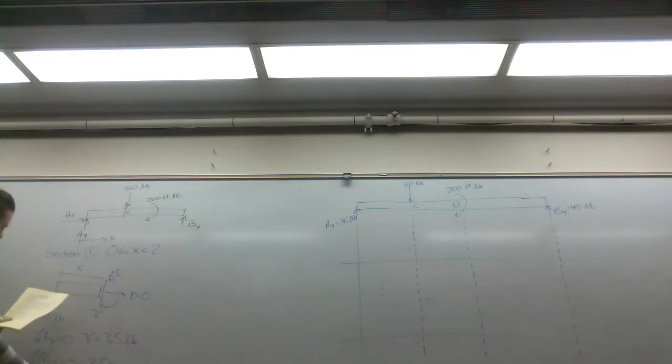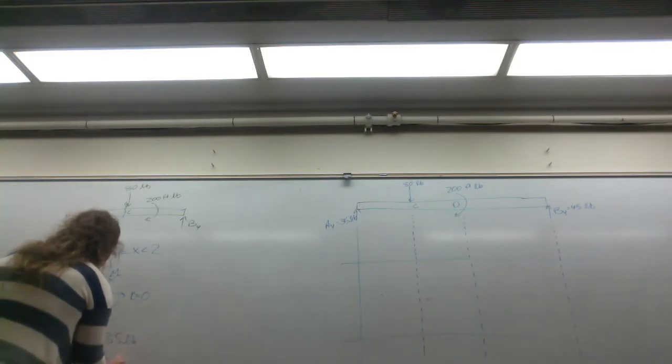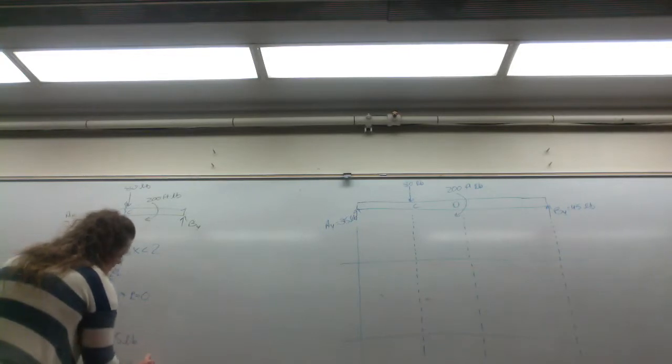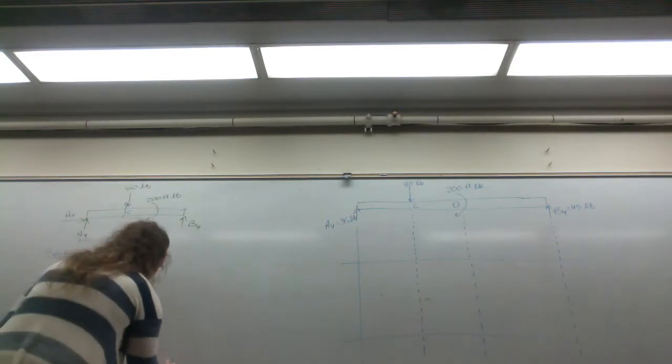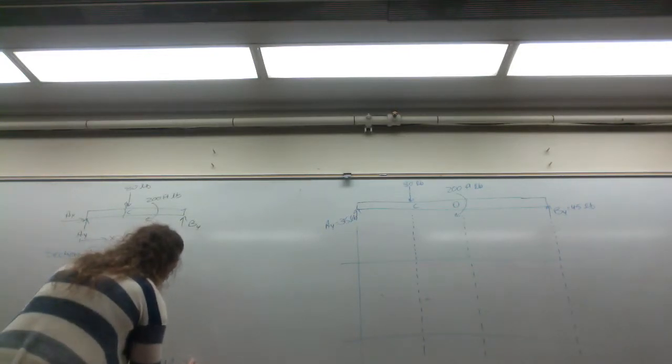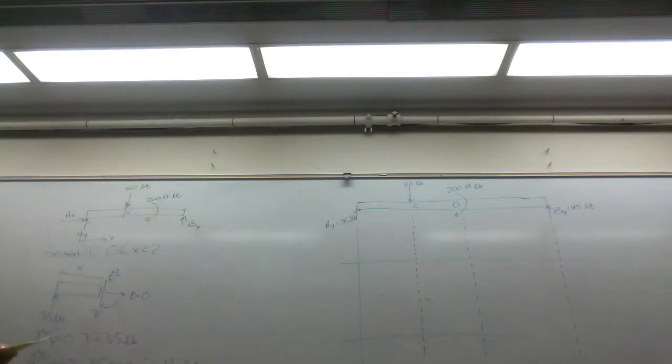So 35x plus your moment, okay, so you can solve for your bending moment to be 35x. Okay. So in this method, yeah, Keenan?